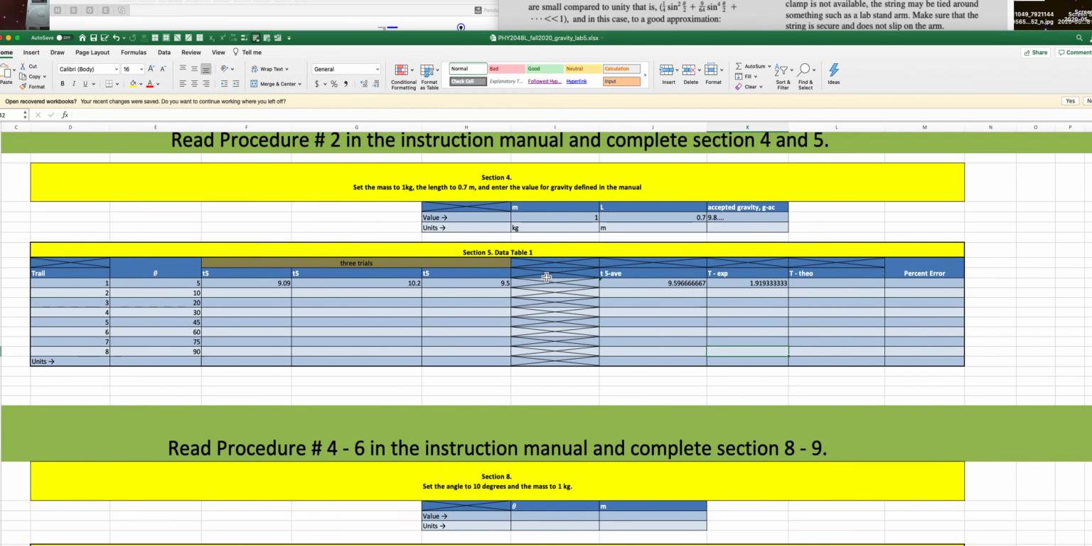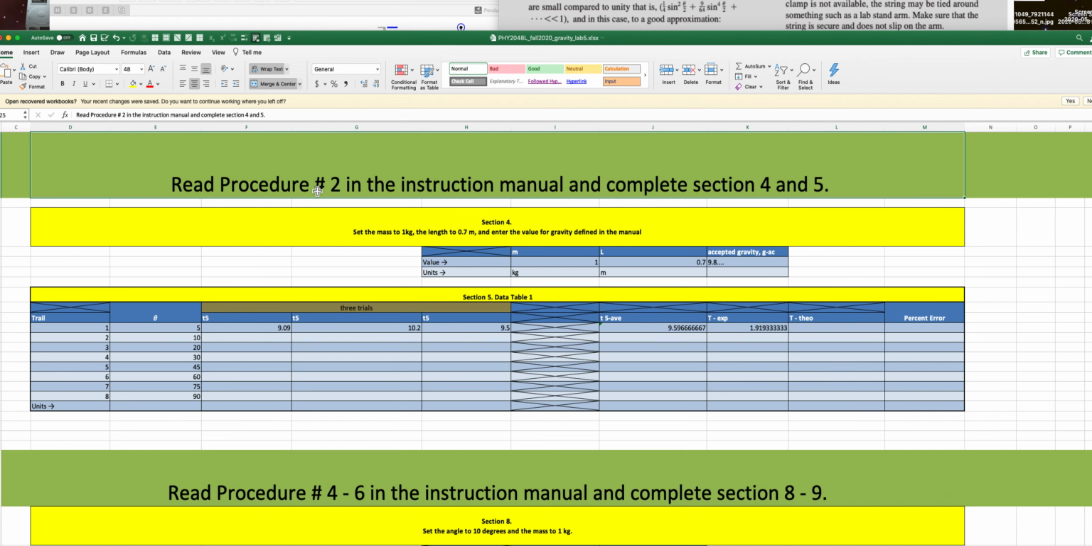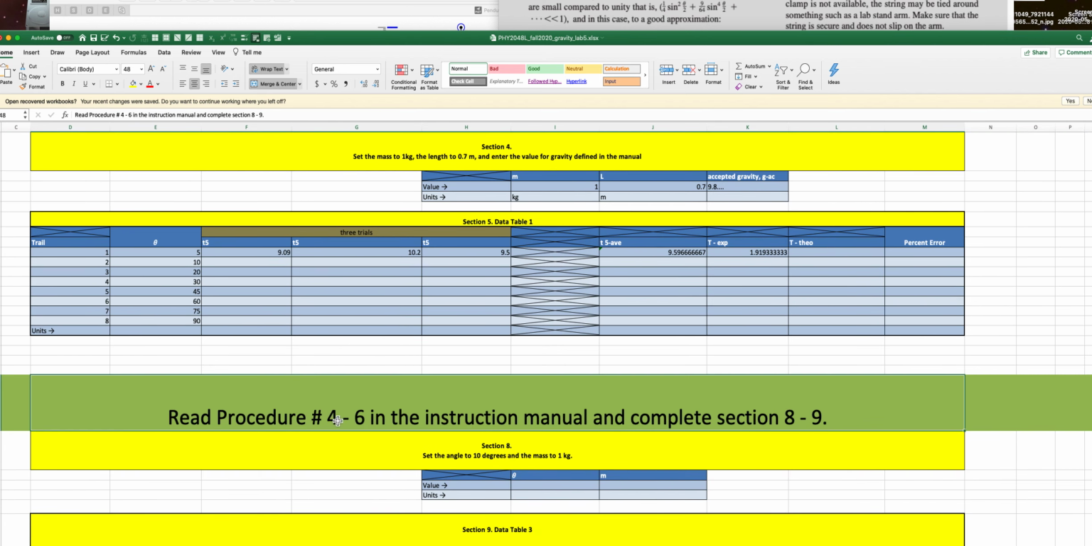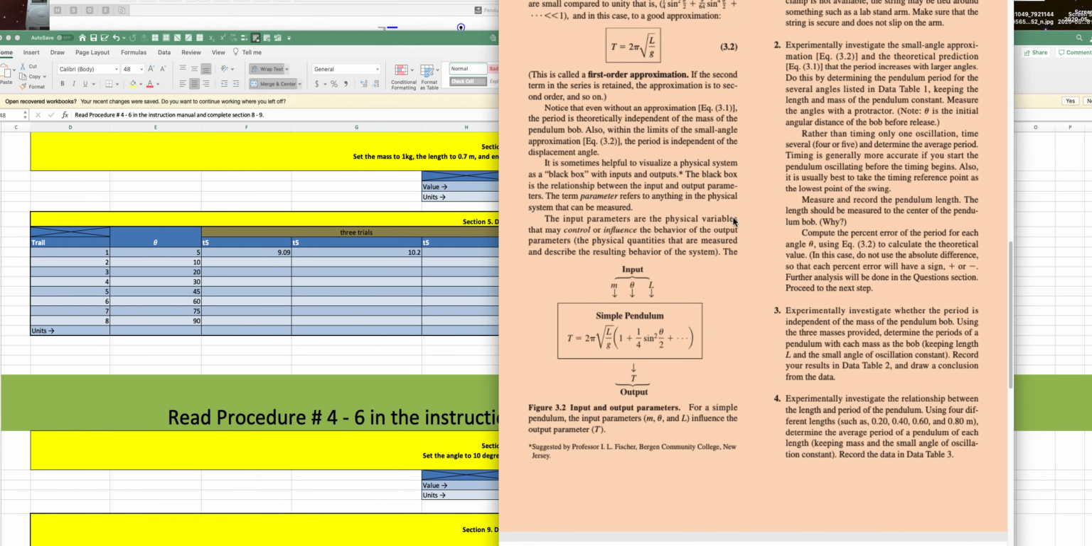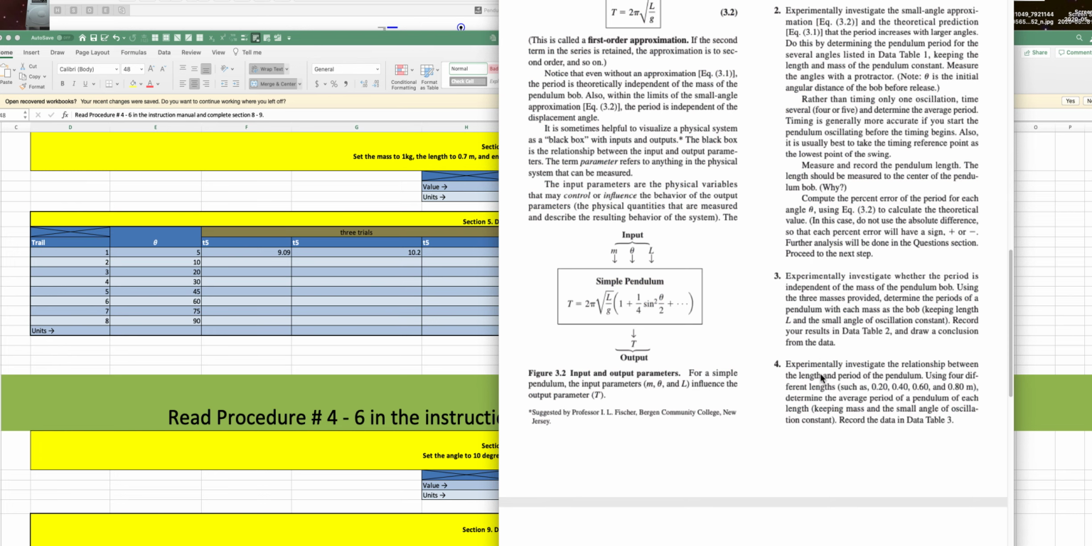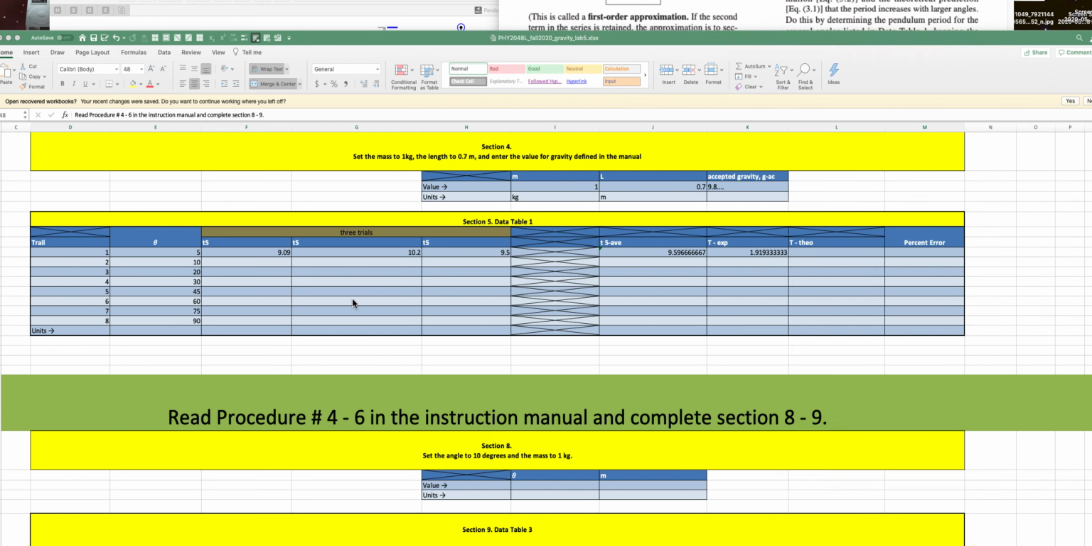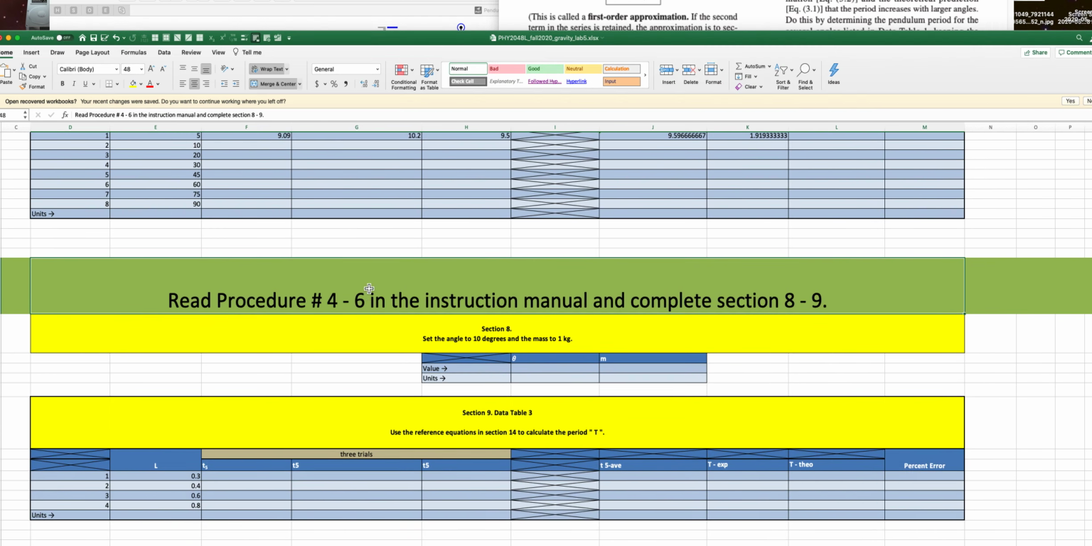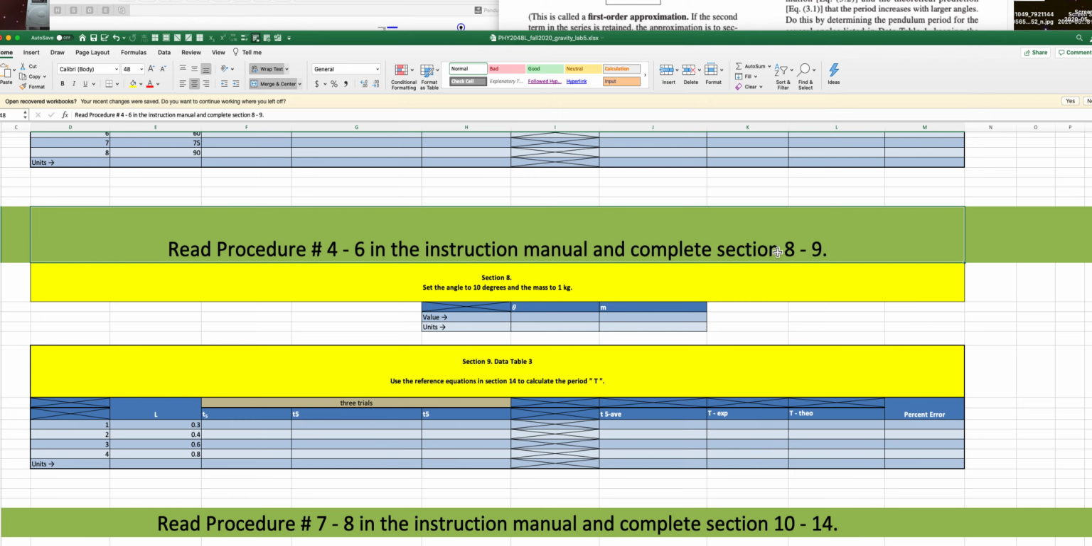The next part of the experiment, so we're skipping procedure 3. You're going to jump to procedure 4 through 6. So you're skipping here procedure 3, and you're going to jump to procedure 4 through 6. And so here, right there, procedure 4 through 6, and you're going to enter the values into section 8 and section 9. So section 8 here, section 9. So in procedure 4 through 6, it says here you're going to set the angle to 10 degrees.